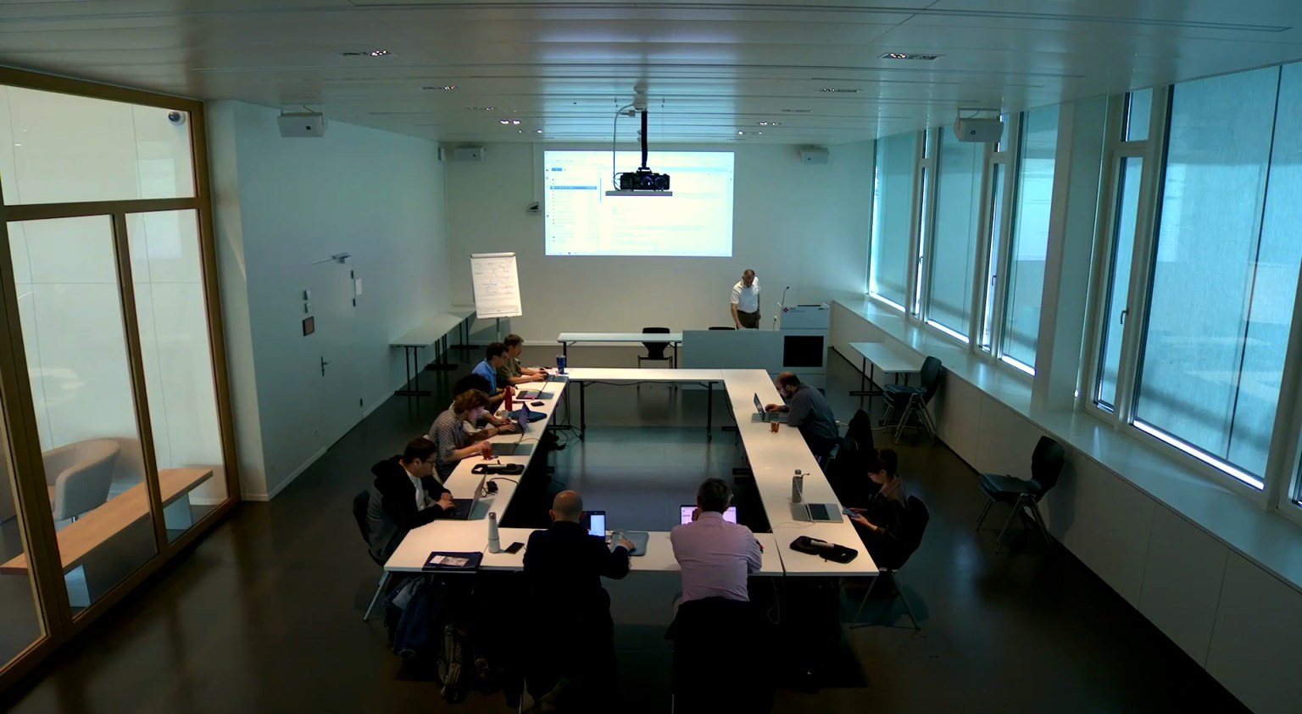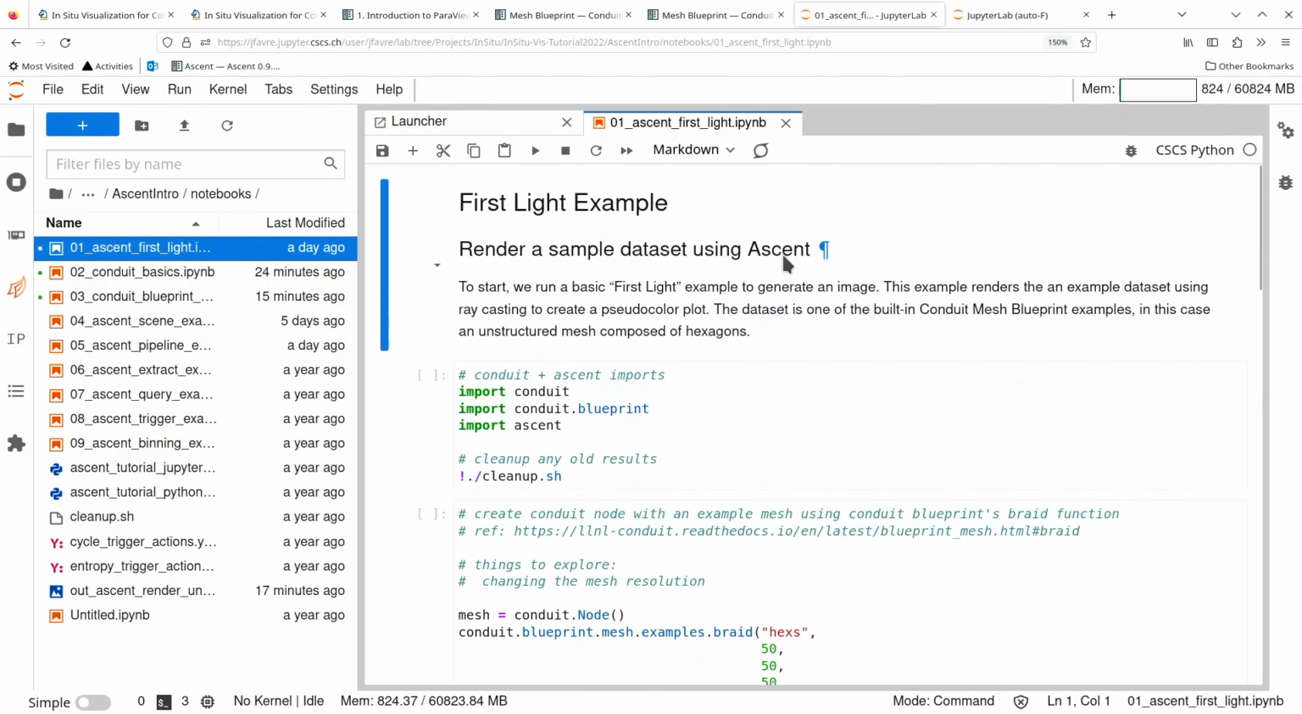We're now going to run the exercise. Actually, it's not an exercise, it's a demonstration. The notebook number 1, which is the first light example with Ascent. So it's really one example from top to bottom, or from bottom to top of the interface.